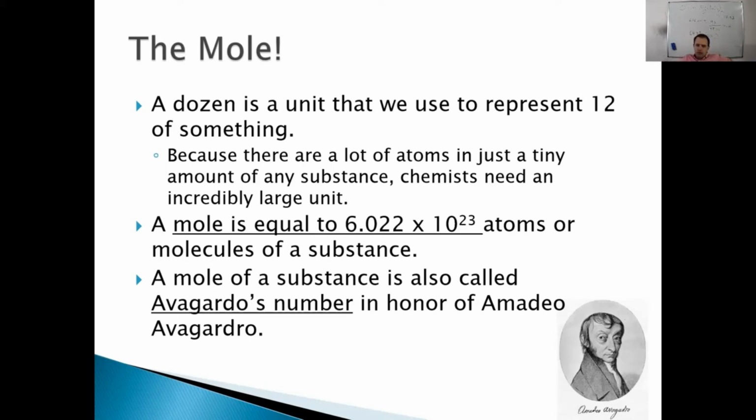I mean, you can have a dozen pencils, a dozen eggs, a dozen shirts, a dozen cups, whatever, right? It just means 12 of something. The mole is exactly like that. Just instead of 12 of something, it's a wee bit bigger. A mole is 6.022 times 10 to the 23rd of something. So this number is ridiculous. That is a 6 with 23 things after it.